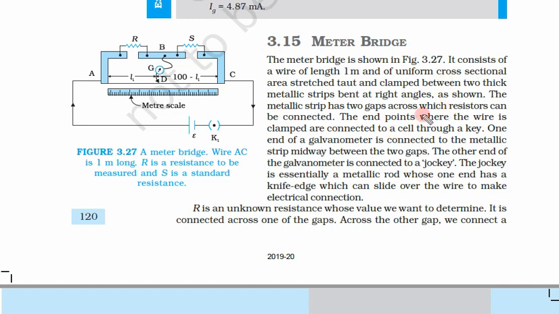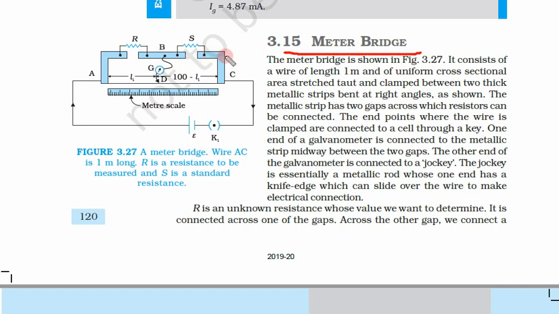We have seen how a Wheatstone bridge works, but what is the practical alternative of this Wheatstone bridge? That means how can we create a Wheatstone bridge in practice? So a practical Wheatstone bridge is called a meter bridge. So here is the construction of a meter bridge.